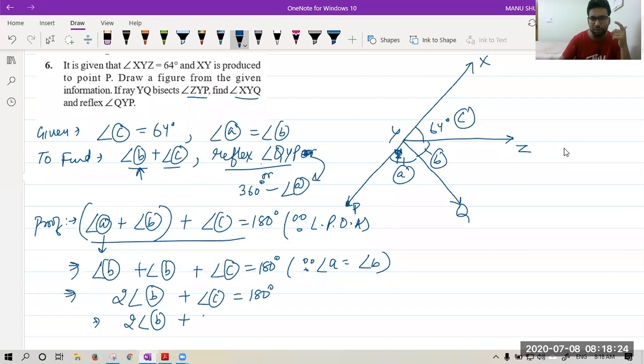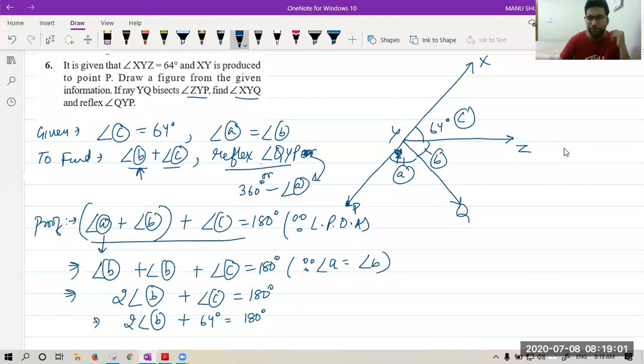Finally put the values. Angle C is how much? 64. So twice angle B plus 64 is equal to 180. Please find the answer first and tell me. Yuvika is saying QYP is 58. Okay, but we have to find reflex of QYP. Prisha is saying 58. Okay, good. All of you find it fast. What should be the answer? Utkarsh is saying 58. 58 is the correct answer. Piyush 58, Moksha 58, Bhavya Bhatia 58, all of you got this.